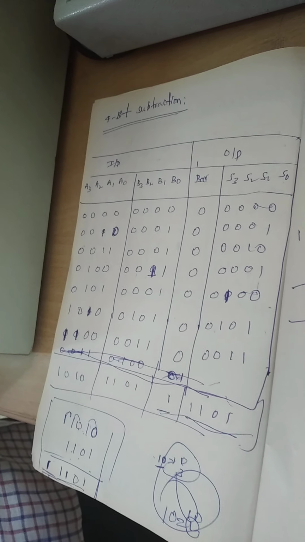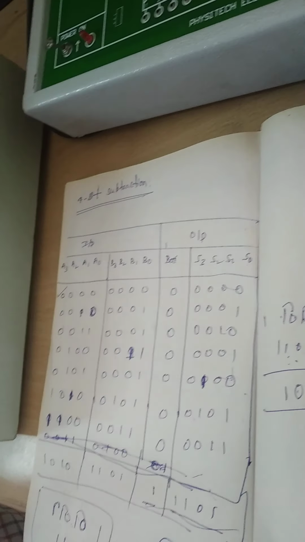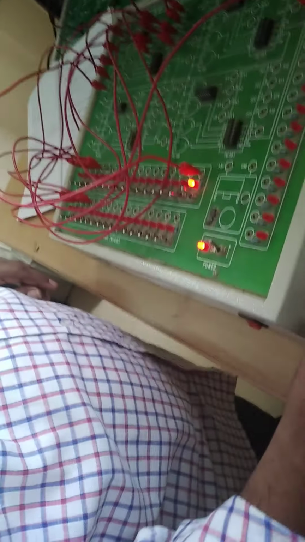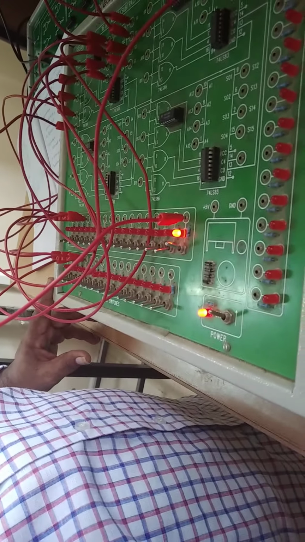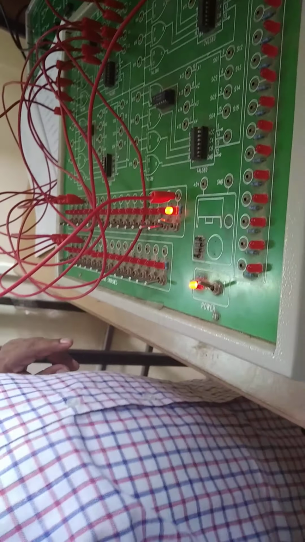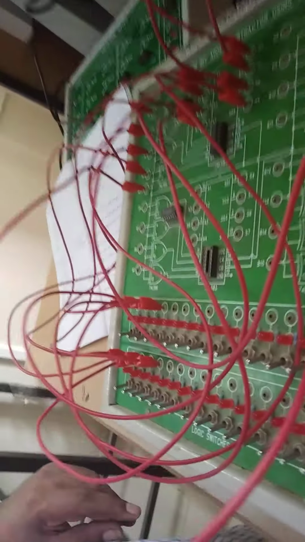The subtractor is also the same. So here all are put zeros. First condition: zeros for A0, A1, A2, A3, all zeros. Here B also 0, 0, all 0. So the borrow and all outputs are also 0.